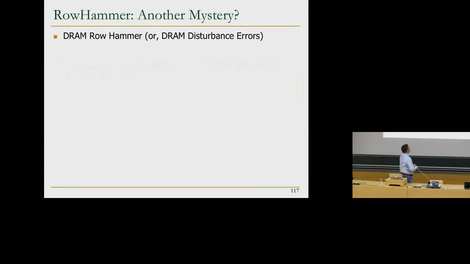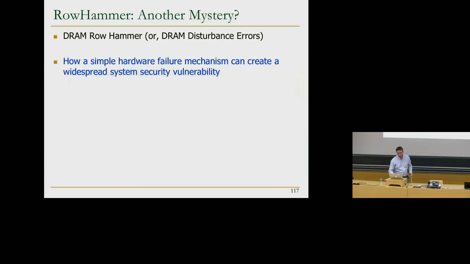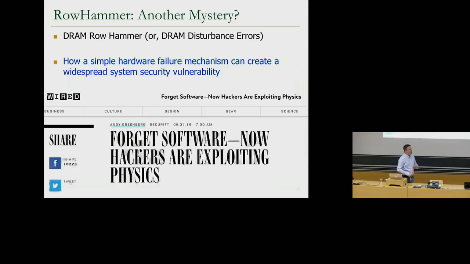Rowhammer, or DRAM disturbance error, is another one of those interesting things. It's a simple hardware failure mechanism, namely that the information in a dynamic memory is not stored so safely. I mean, it's sort of there, sort of not there. And if you know what you are doing, you can actually force the system to completely forget it. Sounds evil, right? We will come to it, but this is how it came out. Now hackers are exploiting physics.